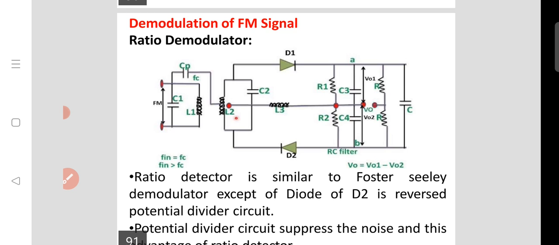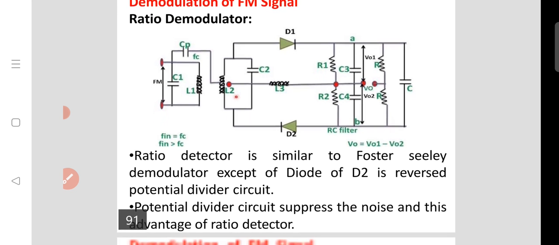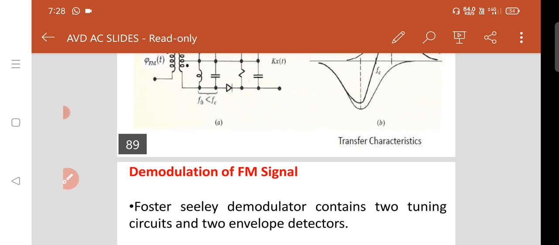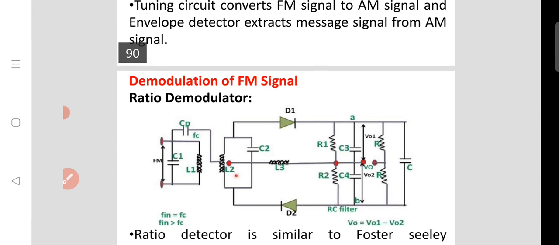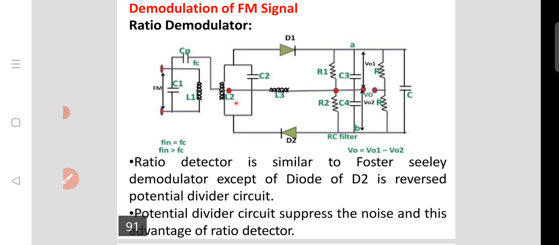There is a little bit of change. There is not a lot of change from the Foster-Seeley demodulator, I think. The circuitry connections are a little bit confusing, but both the connections are the same. There is no big difference. There is a small difference: here the diode D2 is reverse biased.